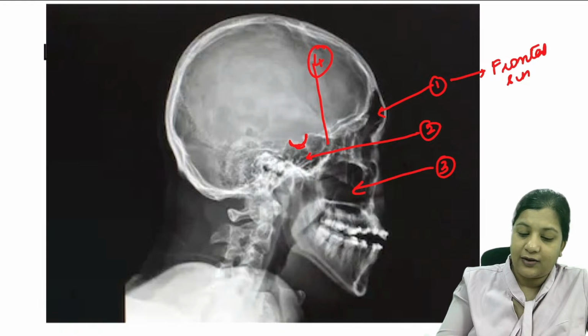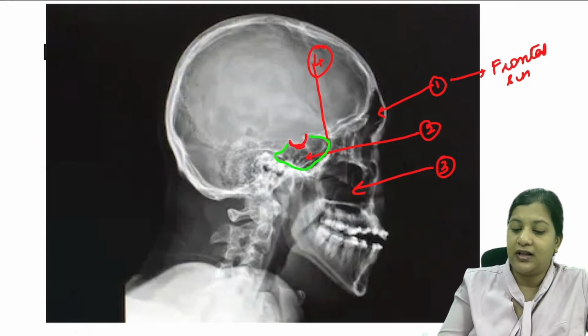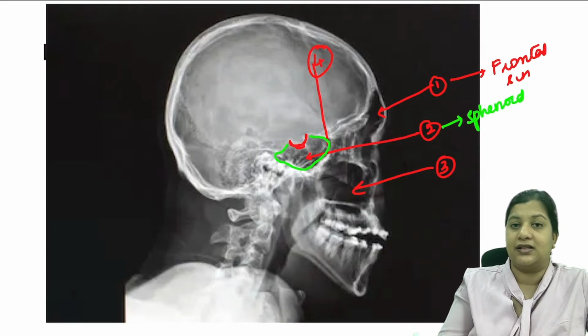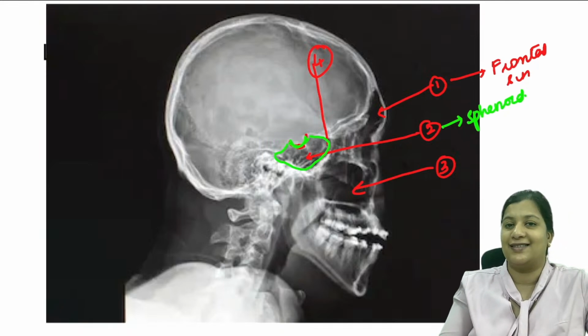This sinus that you see here, where we do the transsphenoidal surgery for pituitary, is going to be your sphenoid sinus. How do we identify sphenoid? We look at this depression, which is called your sella turcica.